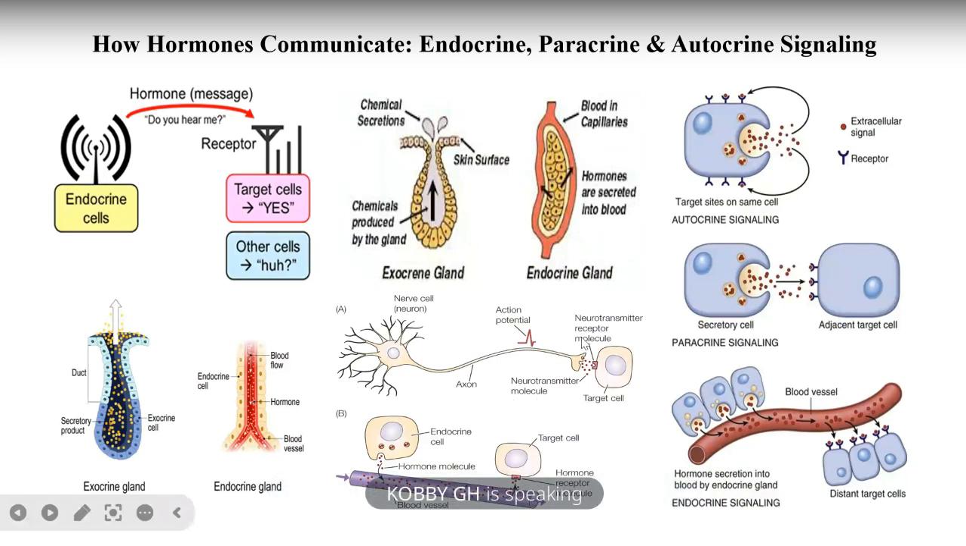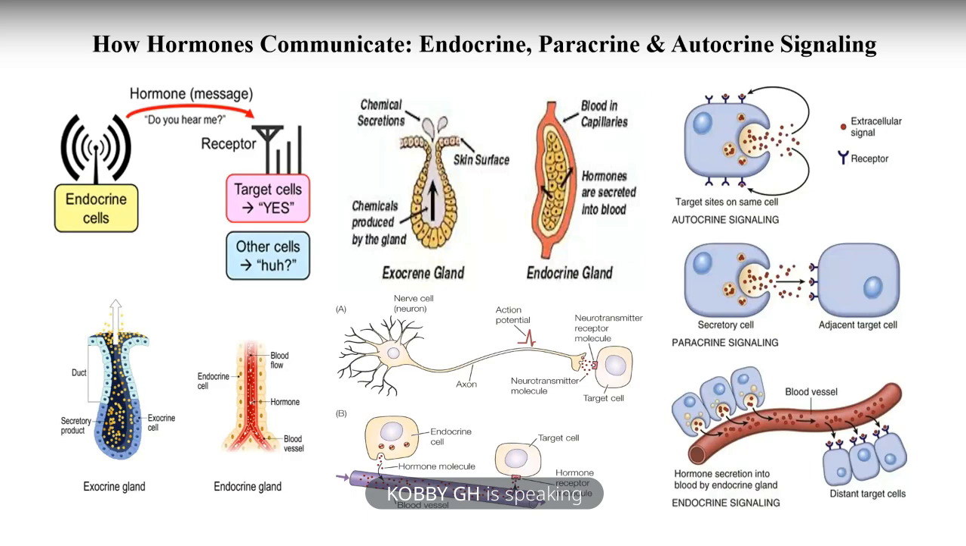So let's look at some more concepts. We have what we call autocrine signaling, paracrine signaling, and endocrine signaling. Let me start with autocrine signaling. Autocrine signaling is when a gland produces a hormone and the hormone works on the gland itself. So a gland produces a hormone, and the same gland has receptors for that same hormone it is producing.